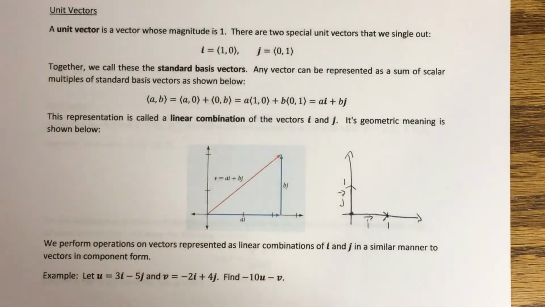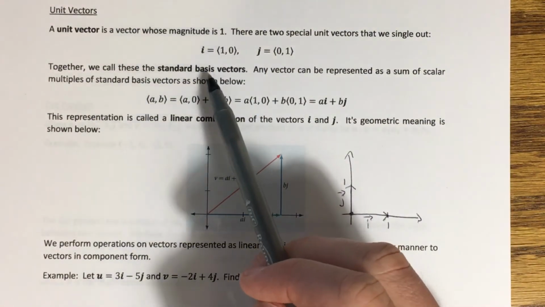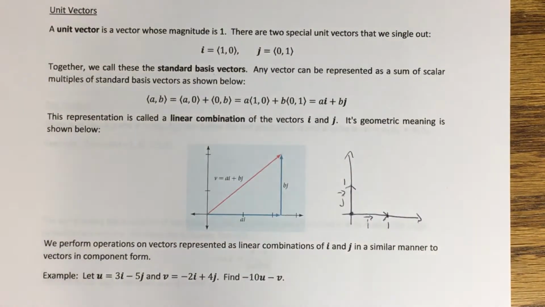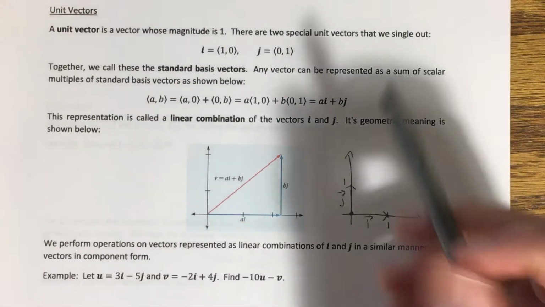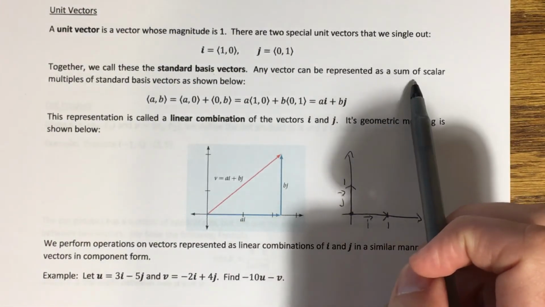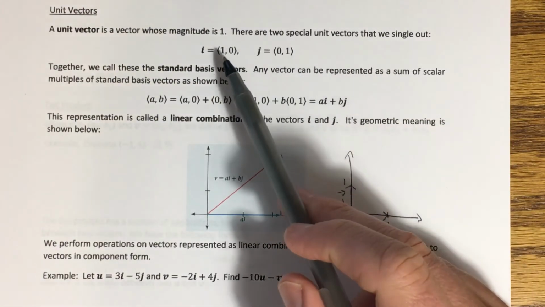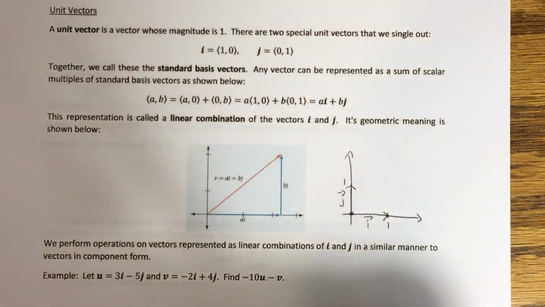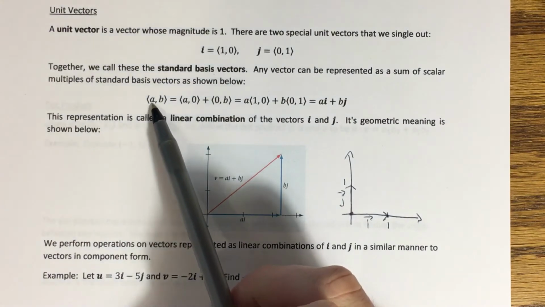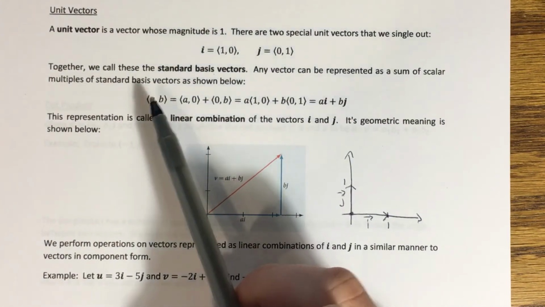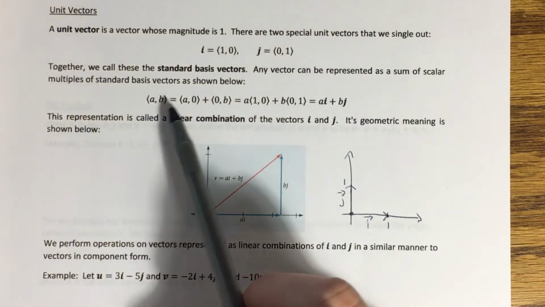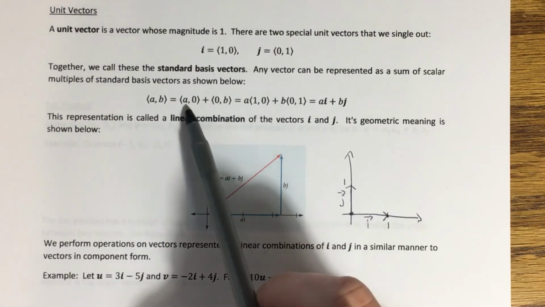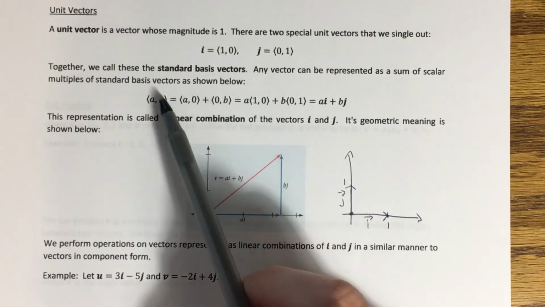Not a term that we're going to use much in this class, but it's extremely important in Calculus 3 and linear algebra. Any vector can be represented as a sum of scalar multiples of these guys, or in other words, a linear combination, like I said before. And to see why, let's suppose we have just any vector that's been put in component form, AB. Notice that AB is the same thing as A0 plus 0B. If you add these component-wise, you'll get AB.